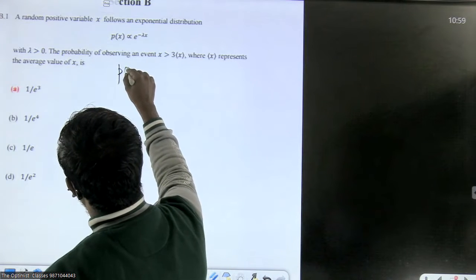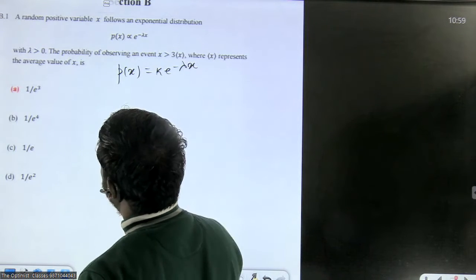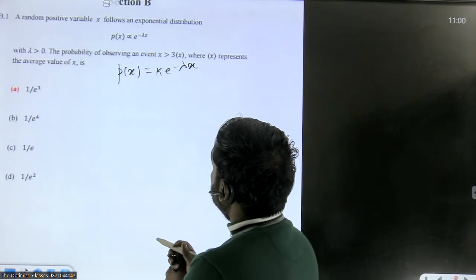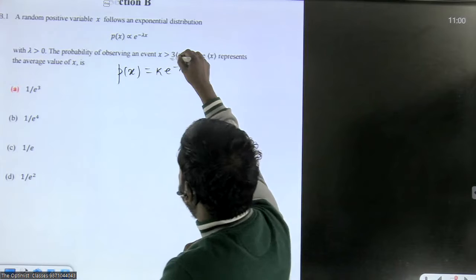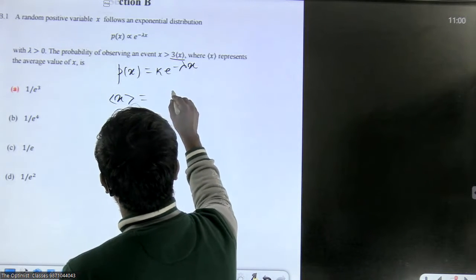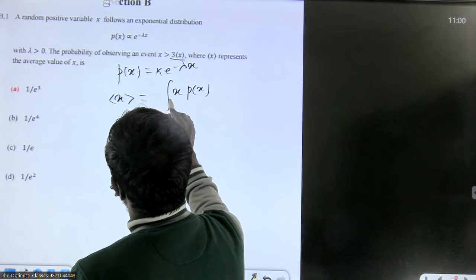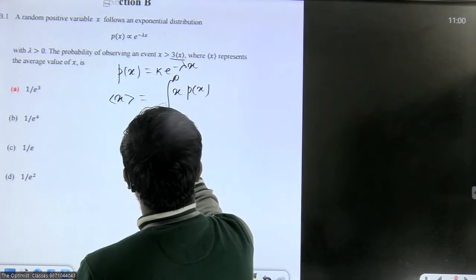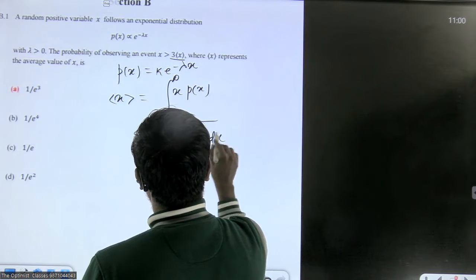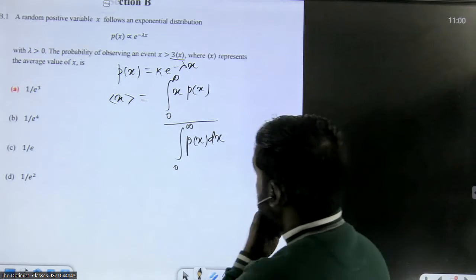So we can write p of x is equal to some k e to the power minus lambda x. Now the question says: probability of observing event x more than 3 times average x. So let us calculate average x first. Average x will be equal to x multiplied by this probability, and since it is not normalized, we'll have to divide by the integral of p of x dx, from 0 to infinity. Okay, so we can integrate it.